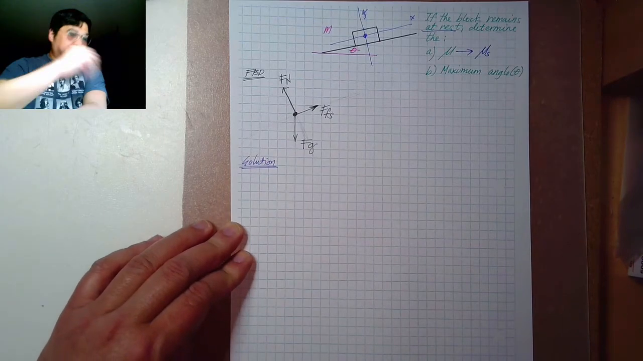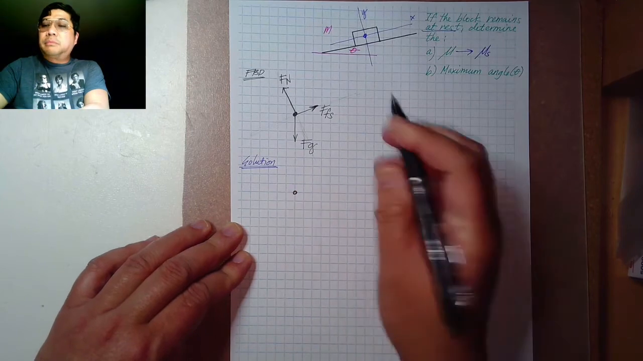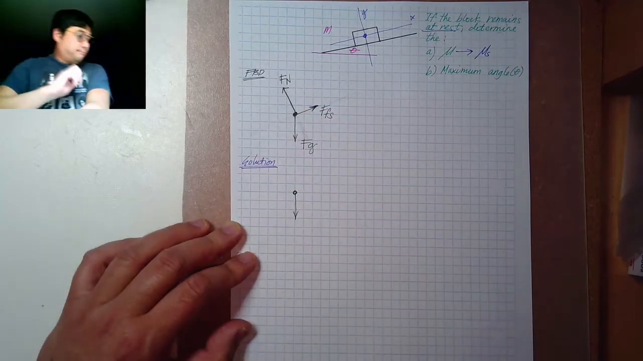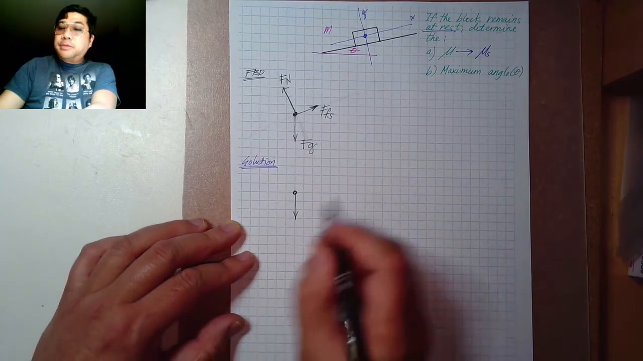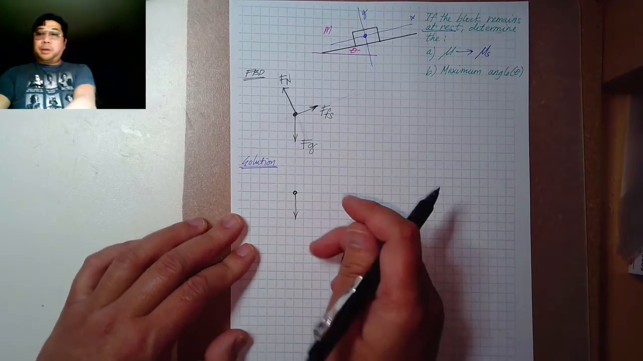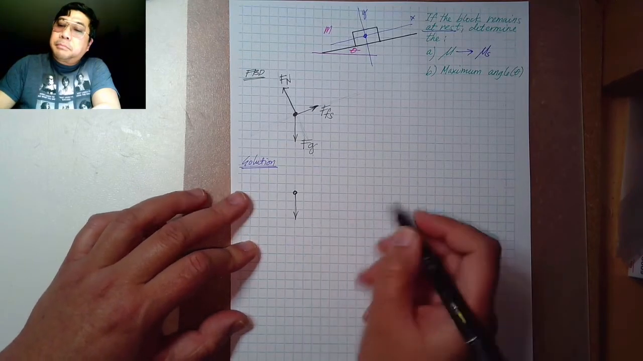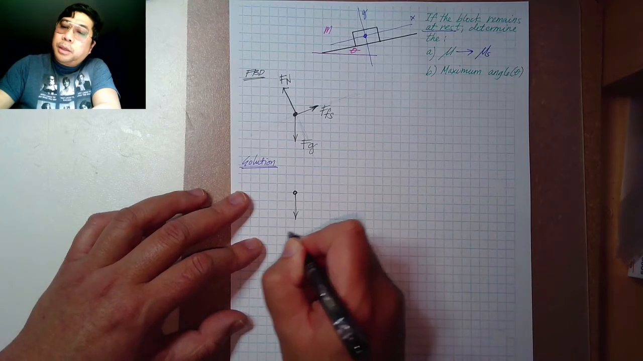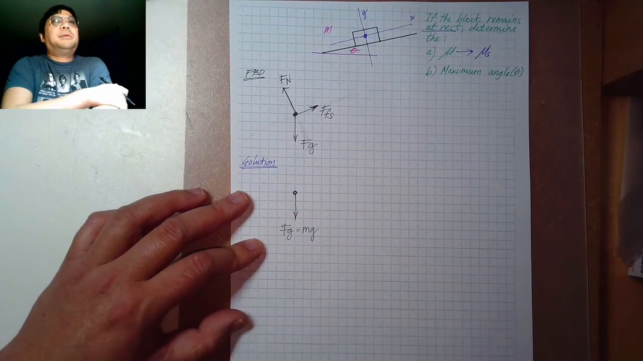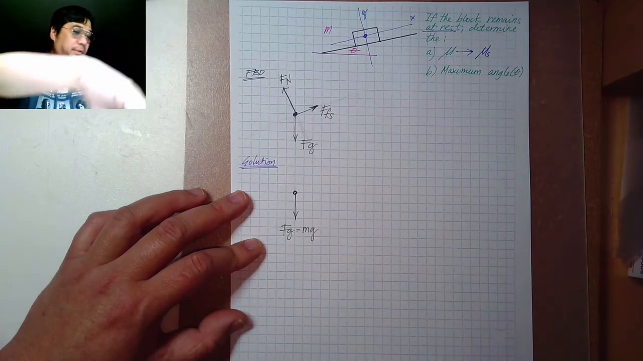So, the solution is the same process. Let us draw our force of gravity, Fg, right here. Fg is mass times g, the mass of the object multiplied by the acceleration due to gravity, or the gravitational field strength.